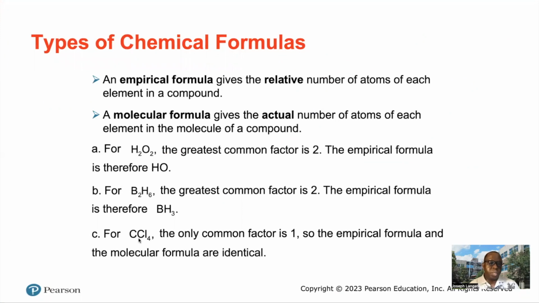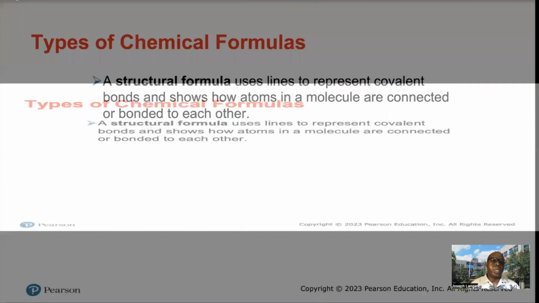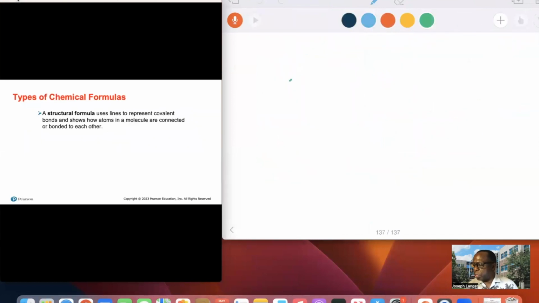So do not just try to divide everything by 2 always. It's not true that you divide by 2 to get the empirical formula, but it's got to be the simplest whole number ratio. So structural shows the connection. For example, let's go back here. I can show you the empirical formula for CH4. This is the empirical formula. All right.